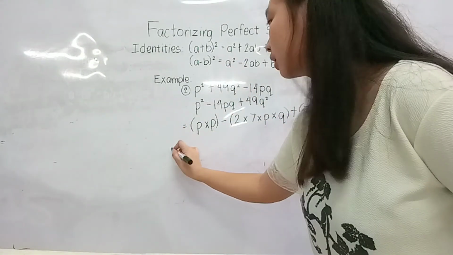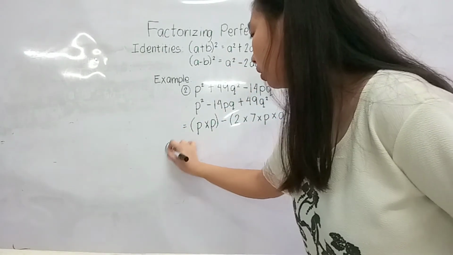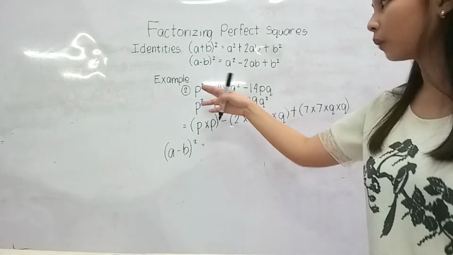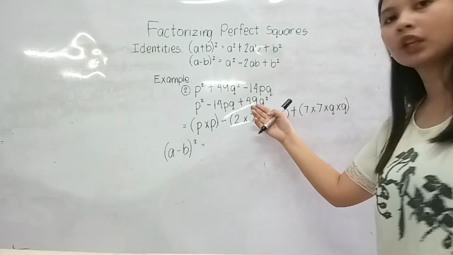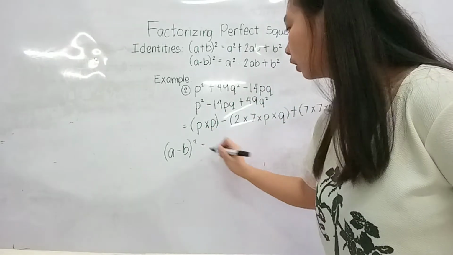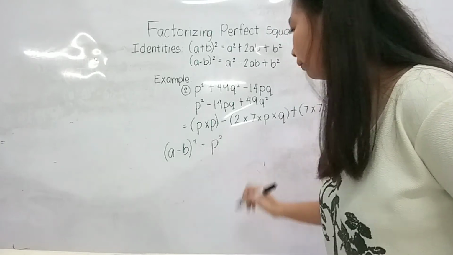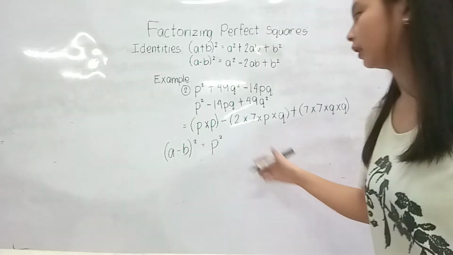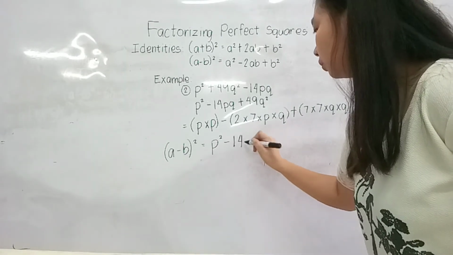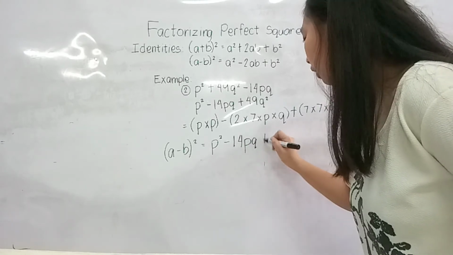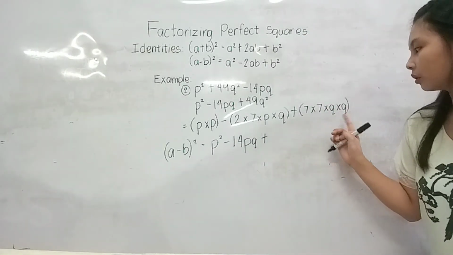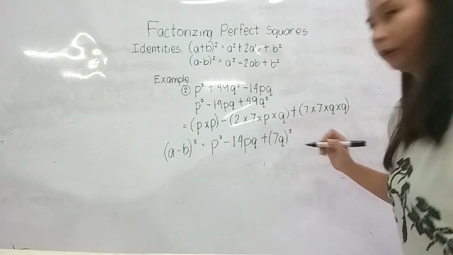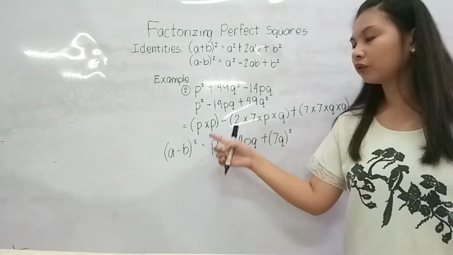Ngayon, by applying the second identity, we have (a minus b) squared. Since p squared is a perfect square as well as si 49q squared po, si p squared natin, pwede natin isulat as p squared pa rin po. Kahit yung parenthesis, ganun pa rin naman yung kalalabasan niya. Minus 14pq. And then plus, 7 times 7 times q po, 7q na lang isulat natin and then squared po. Ito pa lang yung expanded form niya.